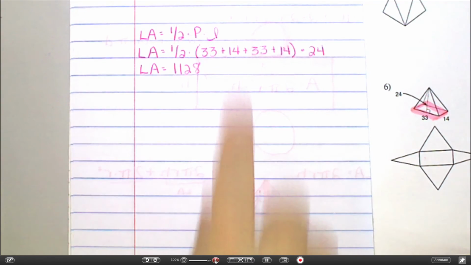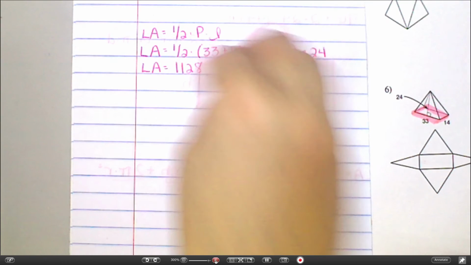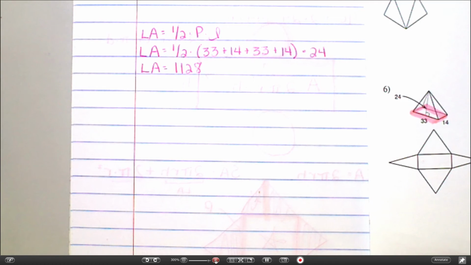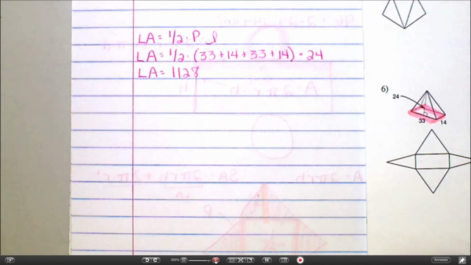You could also add together those numbers, get that single number, multiply that by 24, and then divide by 2 like Jacob was saying. That is more steps, but if it's easier for you piece by piece than typing it all in at once, that's fine. So there's your lateral area.